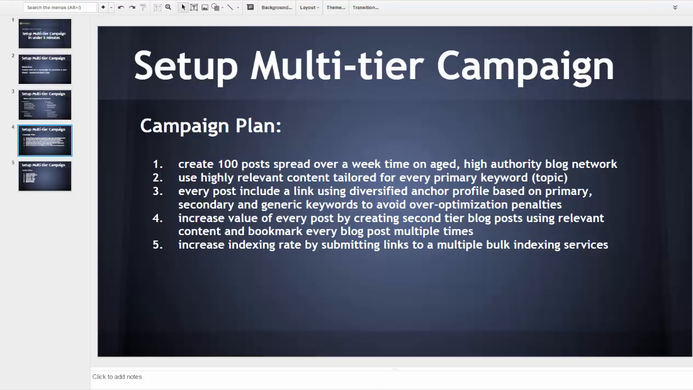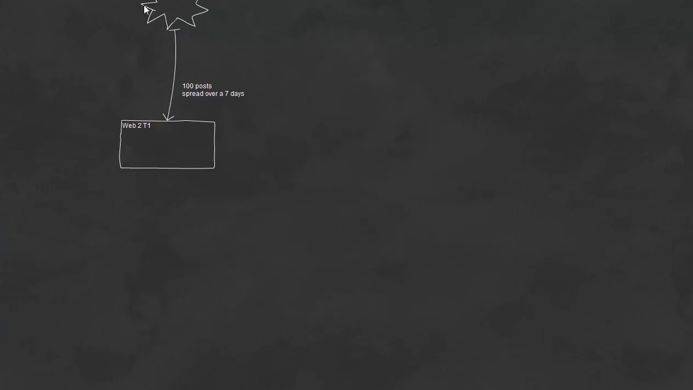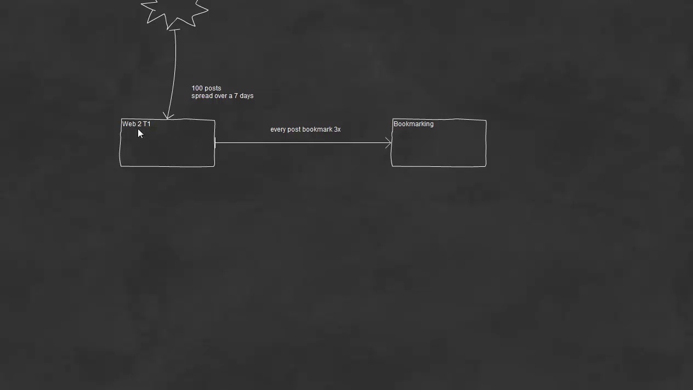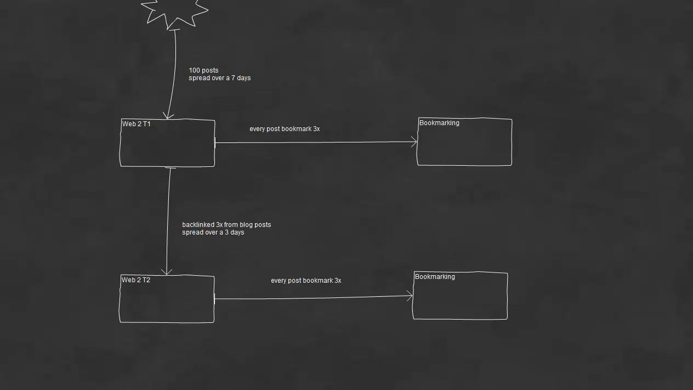understand when it's visual. This is the money side, the client side, and I will create 100 posts spread over 7 days on my high authority aged health network. Every post will be bookmarked 3 times on my bookmarking accounts. In a similar fashion, I will create the second tier.